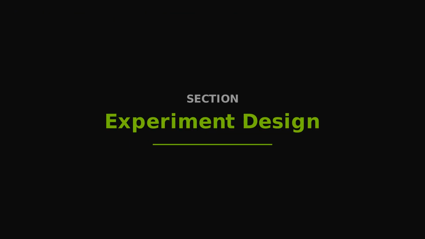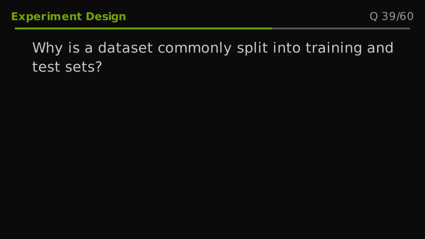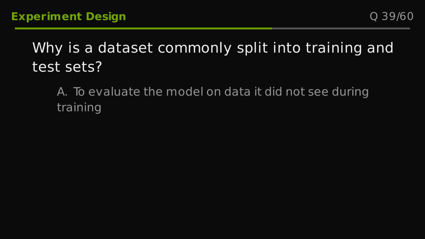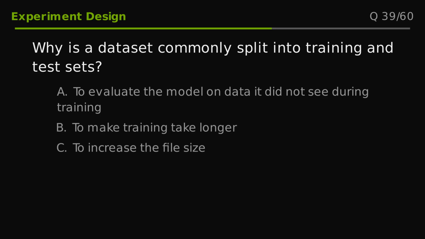Next section. Experiment design. Question 39. Why is a dataset commonly split into training and test sets? Option A. To evaluate the model on data it did not see during training. Option B. To make training take longer. Option C. To increase the file size. Option D. To remove the need for labels.